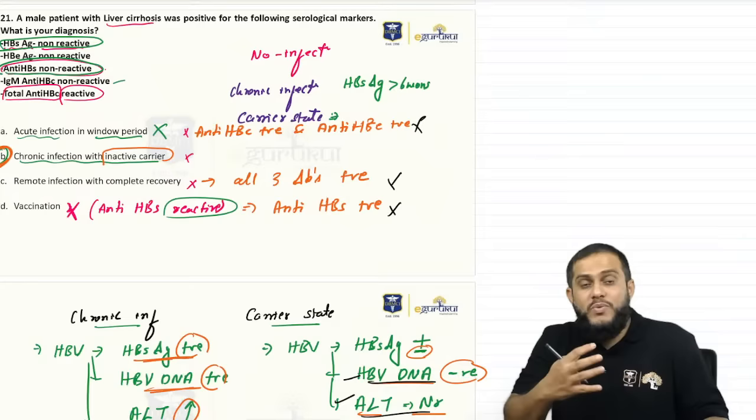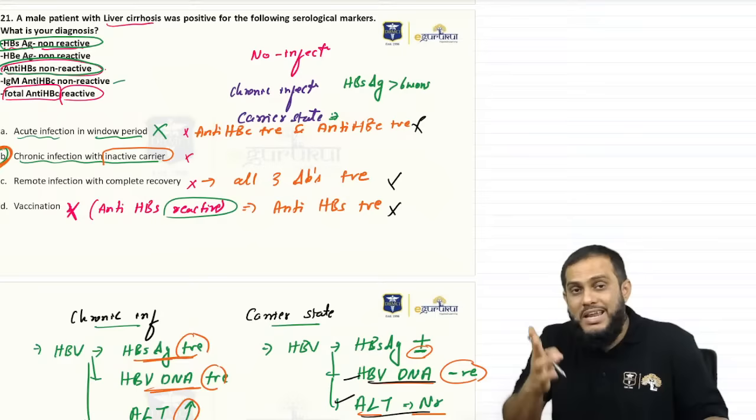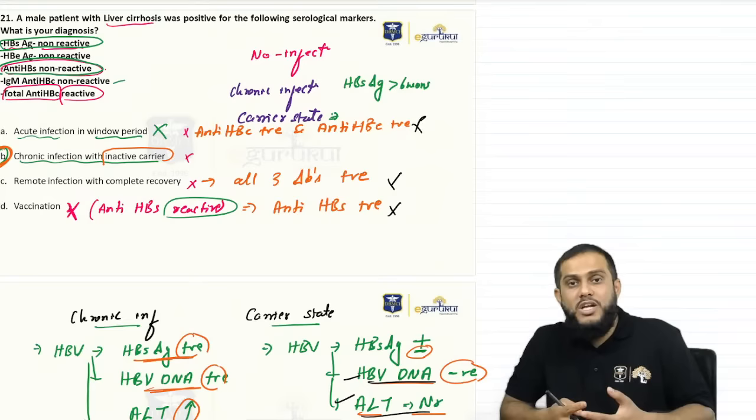One thing which can be possible is chronic infection which has become an inactive carrier. When patients become inactive carriers, the organism load goes down. HBsAg will be negative, HBV DNA will be negative, and ALT will be normal.